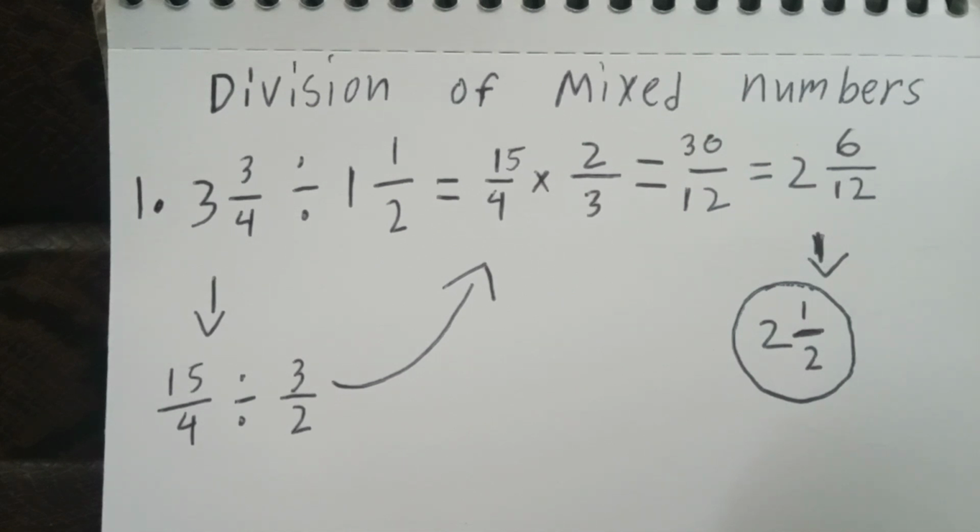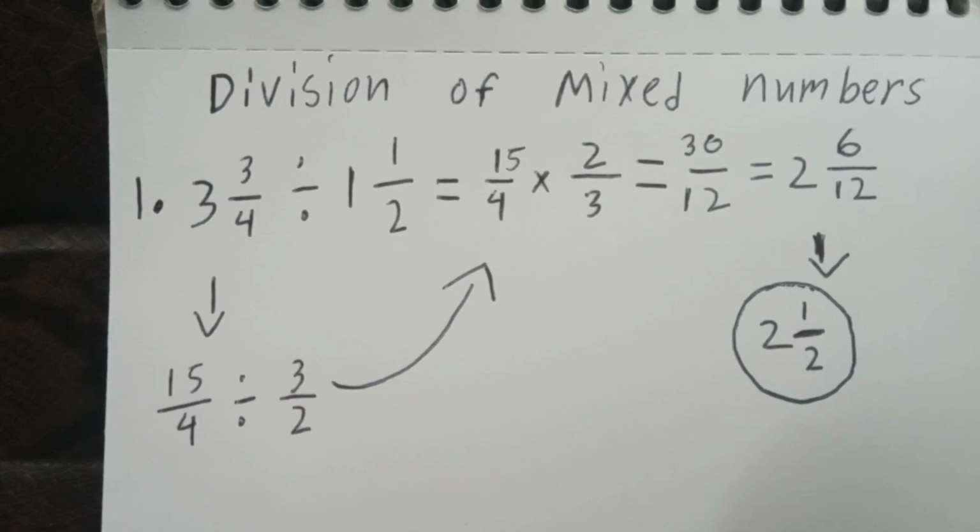So our first step is keep. We have to keep the first fraction as it is, so 15 over 4. And the second step is to switch. We have to switch to the opposite of division, which will be multiplication. And for the third step, we have to flip. We have to flip 3 over 2 into 2 over 3. And now we can just easily multiply straight across. So 15 times 2 will give us 30, and 4 times 3 will give us 12. And that will be our answer.